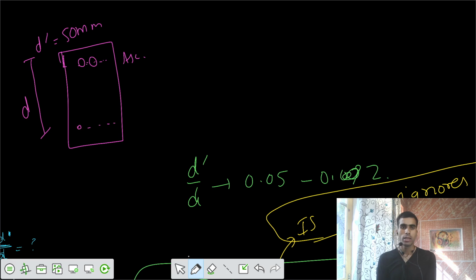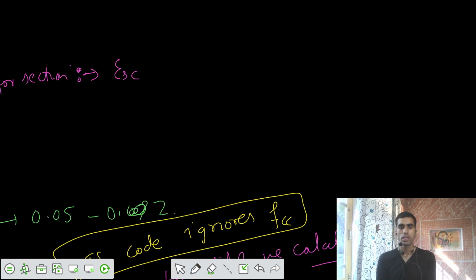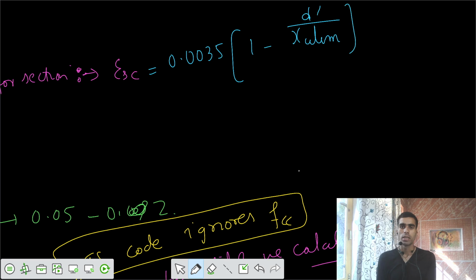Once this ratio d dash by d is fixed for this section, we can say what should be the strain at the level of compression steel. We have the equation ESC equals 0.0035 times 1 minus d dash by XU limiting.